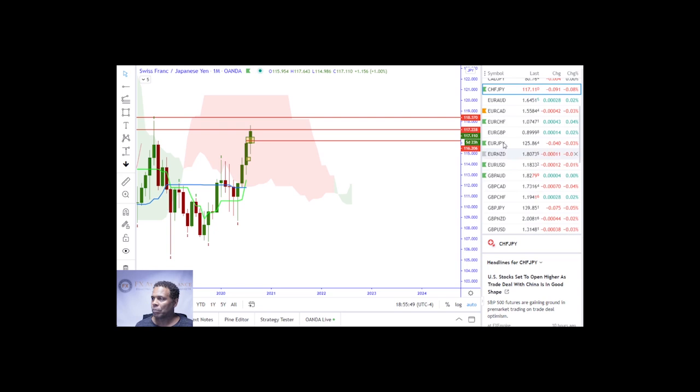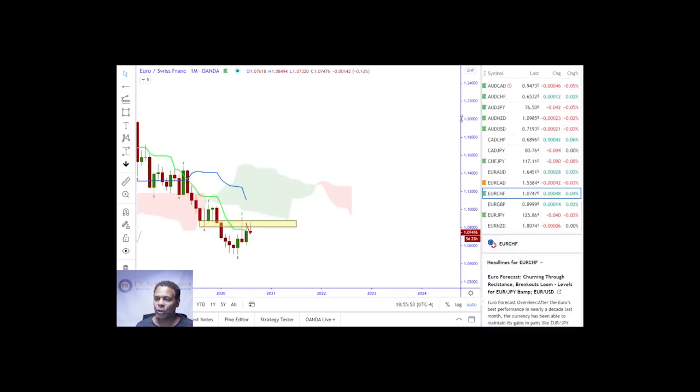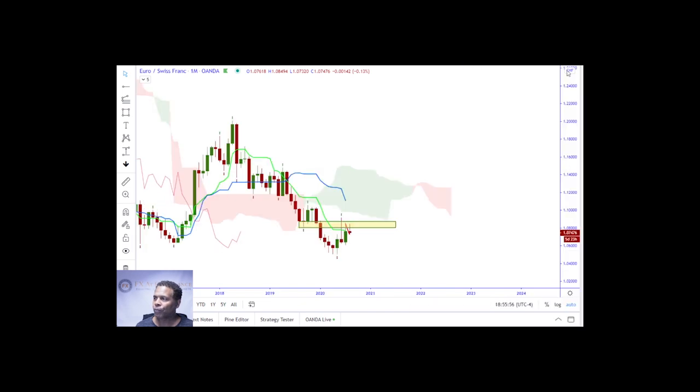All right, so I got a couple more I want to show you. Euro Swiss franc, let's look at that. And on a monthly time frame, what did the market do again that I showed you? It even does it on the monthly. So let me show you.